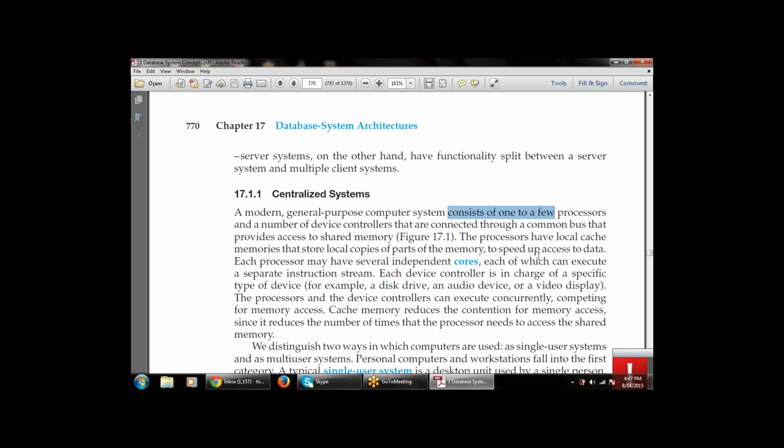And each processor may have several independent cores, each of which can execute a separate instruction stream. So whenever we are using a processor with different independent cores, there are different instruction streams available. Each device controller is in charge of a specific type of device, that is, every controller has different devices with different processing schemes. Cache memory reduces the contention for memory access, since it reduces the number of times the processor needs to access the shared memory.